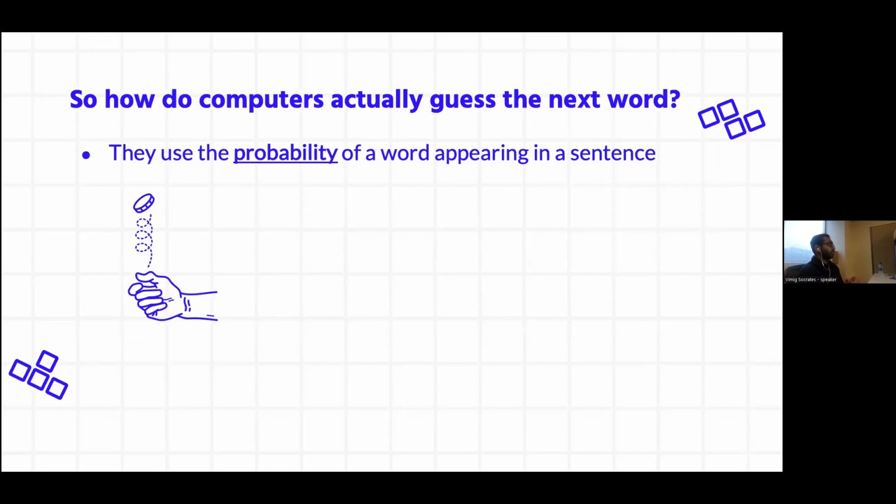So if we want to answer the question, how do computers actually guess the next word? The answer to that question is they would use the probability of a particular word appearing in a sentence. So what is probability though? The probability is basically just the chance of something happening. So let's say we flip a coin. What do you think the chance of getting a heads is?